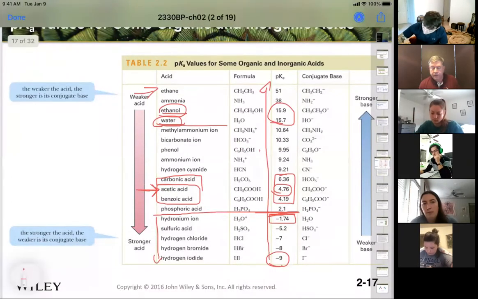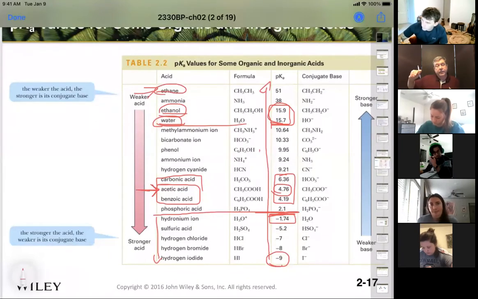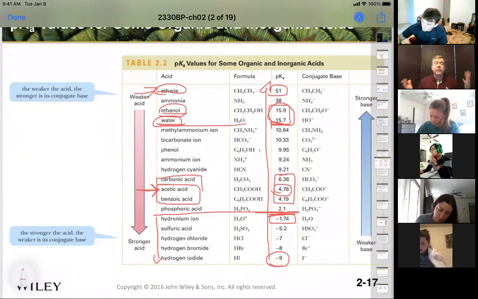Okay, so water is right here around 15.7. Ethanol is about the same. And then when we go up to the hydrocarbons here, that hydrogen bonded to carbon actually is acidic. It's very poor. It's a very, very weak acid, but you can pull that hydrogen off. And that's why we have this pKa value of 51. So the higher the number, the weaker the acid. Okay, and the lower the number, the stronger the acid.